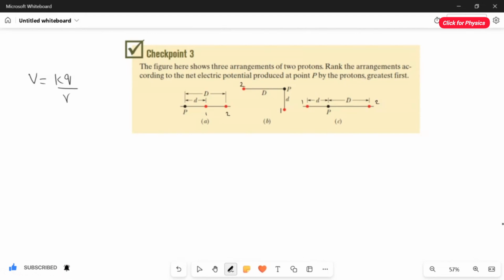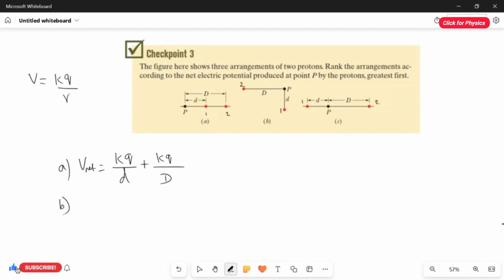So let's consider the first diagram. If you have two protons, it's just adding the potential for each proton. Let's apply the potential for the first proton. Here V net is equal to KQ over d, because both are protons, plus, for this one, KQ over caps D. So this is the answer for the first situation.